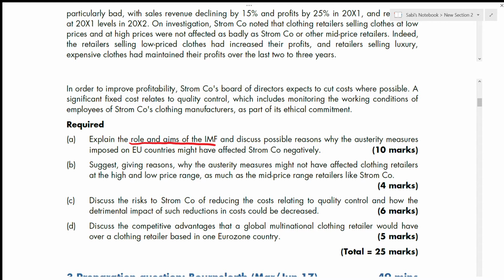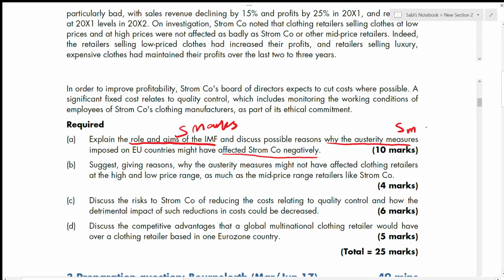So there are 2 requirements in one, right? The role and aims of the IMF, and why austerity measures might have affected negatively. This is for 10 marks, divided equally. That's 5 marks for the role and aims of the IMF and 5 marks for why austerity measures affected negatively. And this part is 5 marks, right?